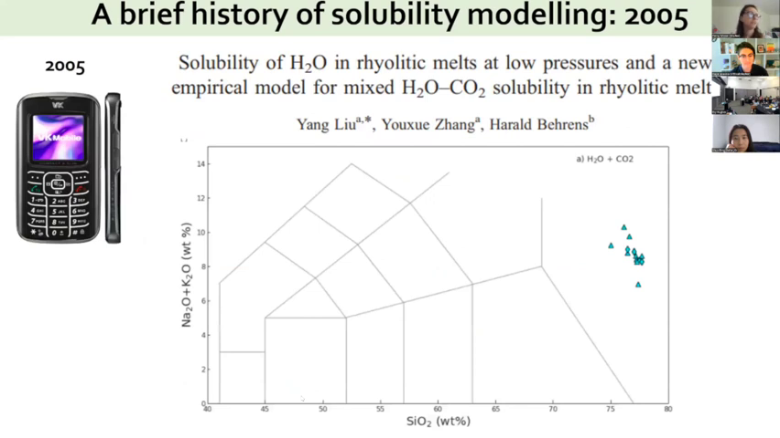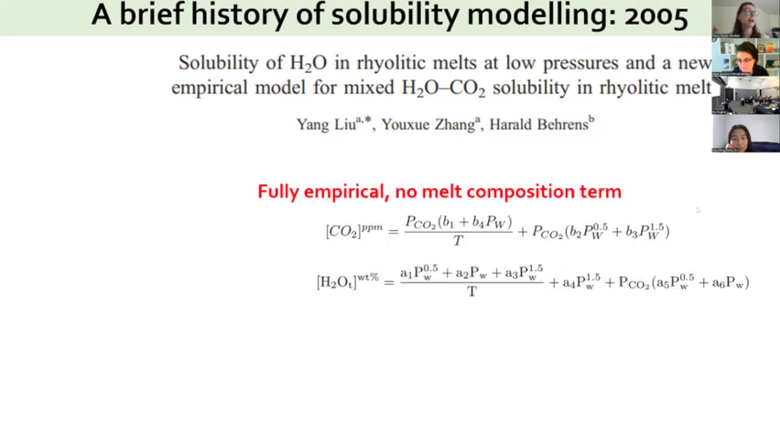Then in 2005, Lou comes along and does some experiments in Rhyolite, so that greatly extends your silica content higher. This model is fully empirical again, and it has no term for melt composition. So whenever you use this model, only your pressure and temperature are affecting how much volatiles are dissolved. It doesn't matter what your melt is.